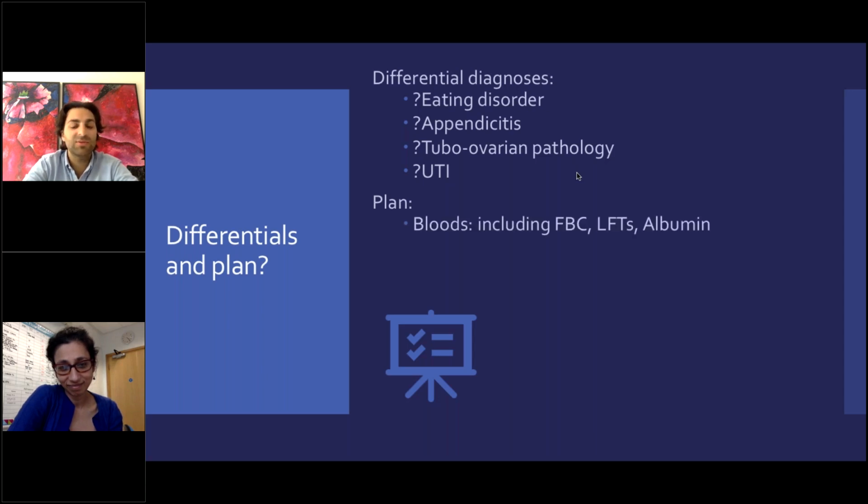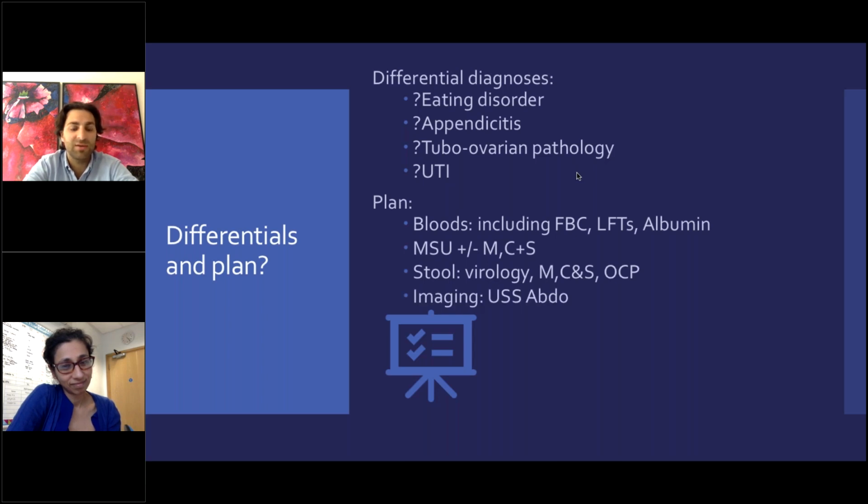And the plan that was made was to do bloods, a normal full set of bloods, FBC, a normal set of biochemistry, to do an MSU and send it off for MC&S, to send stool for virology and microbiology, ova, cysts and parasites, and to get an ultrasound, because we always ultrasound the young girls when they might have appendicitis.